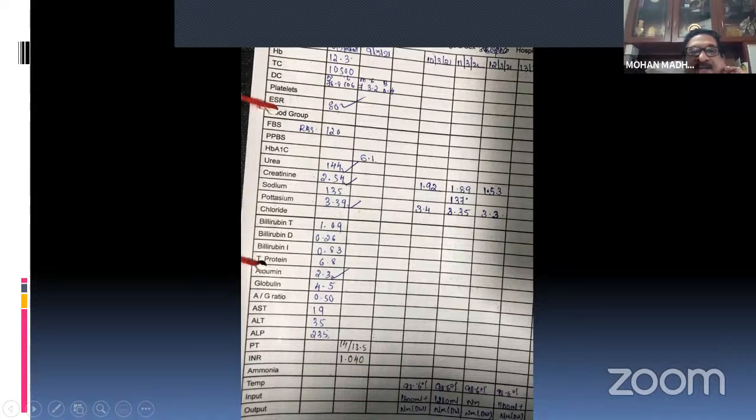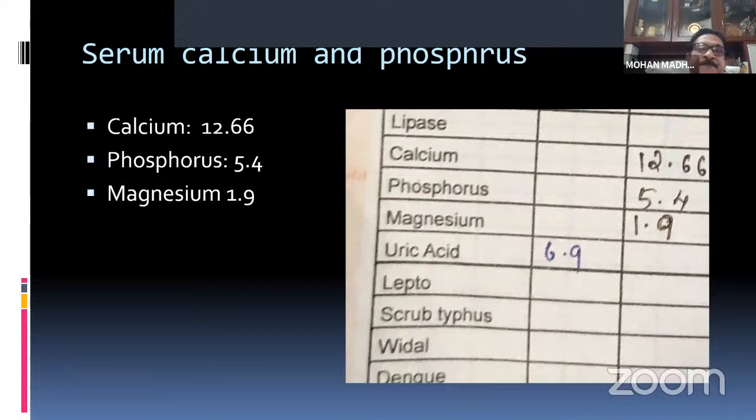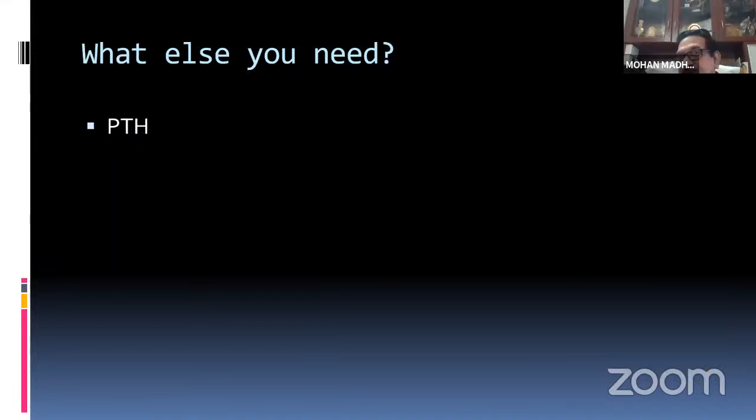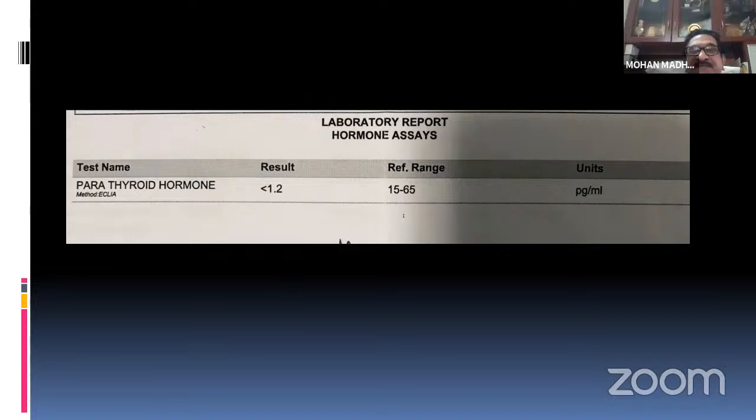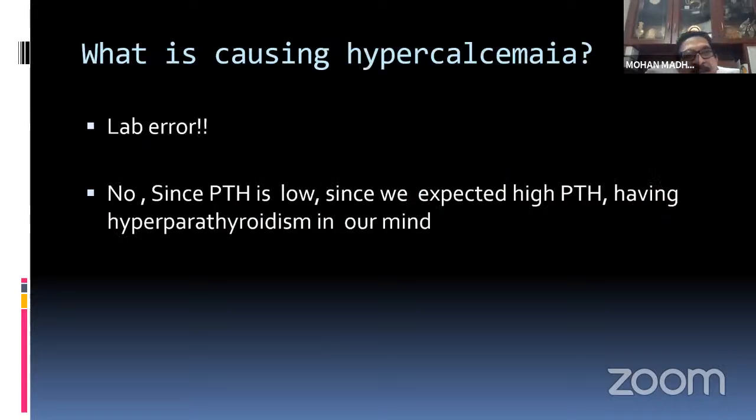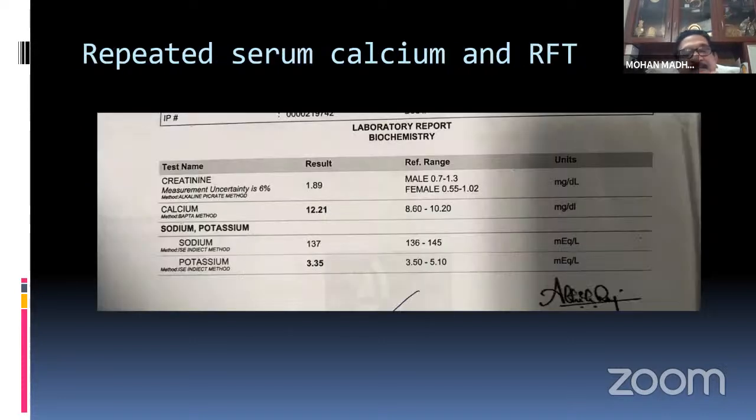Then the other important finding was that her serum calcium was high. Phosphorus was 5.4, magnesium 1.9. So PTH was ordered, thinking of hyperparathyroidism. PTH, contrary to expectation, came low, 1.2. So it is not a primary or secondary hyperparathyroidism causing the hypercalcemia. We thought it could be a lab error, since we expected high PTH, so we repeated it. Still calcium was high. It was not a lab error.